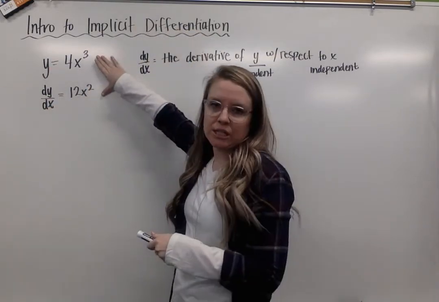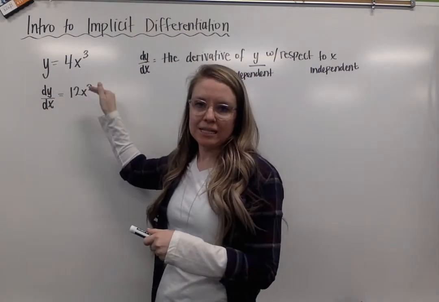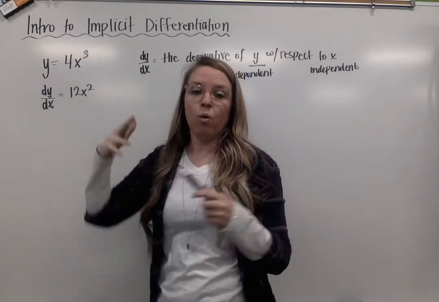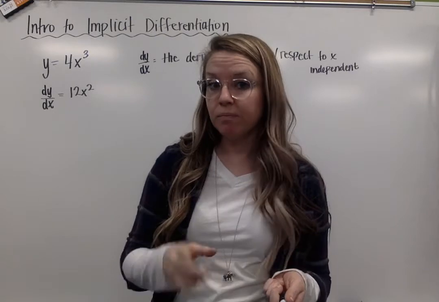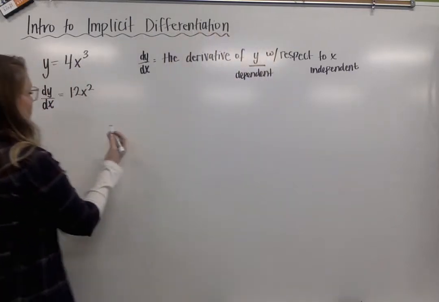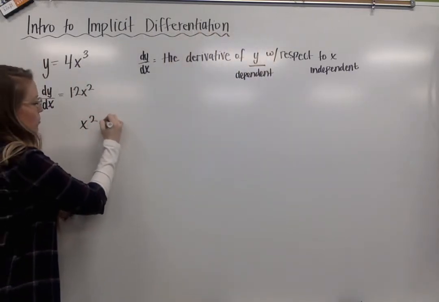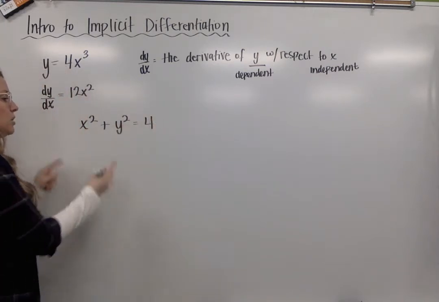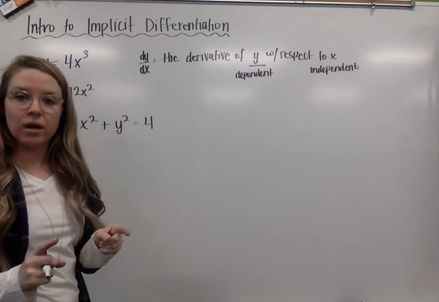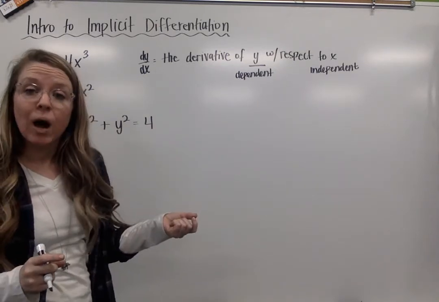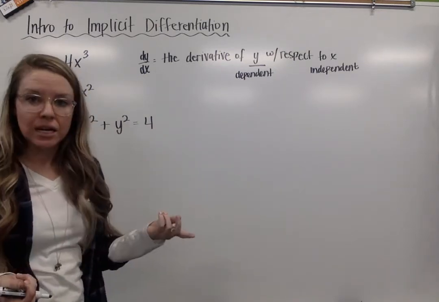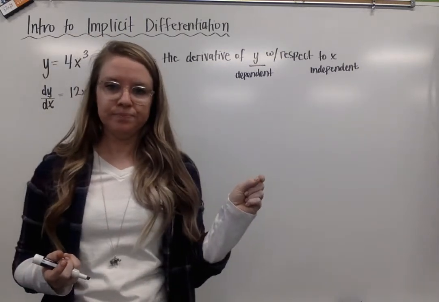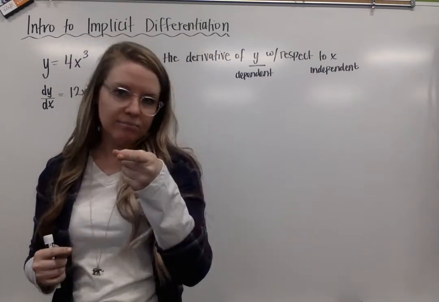In our normal functions, we have y alone, and it's dependent on whatever our x value is. Well, what happens if that's not true anymore? For example, what happens if I have x squared plus y squared equals 4? So now it's not a y equals anymore. We could go ahead and isolate y and take the derivative there, but we're going to end up with two functions because of our square root. If you have questions about that, ask.